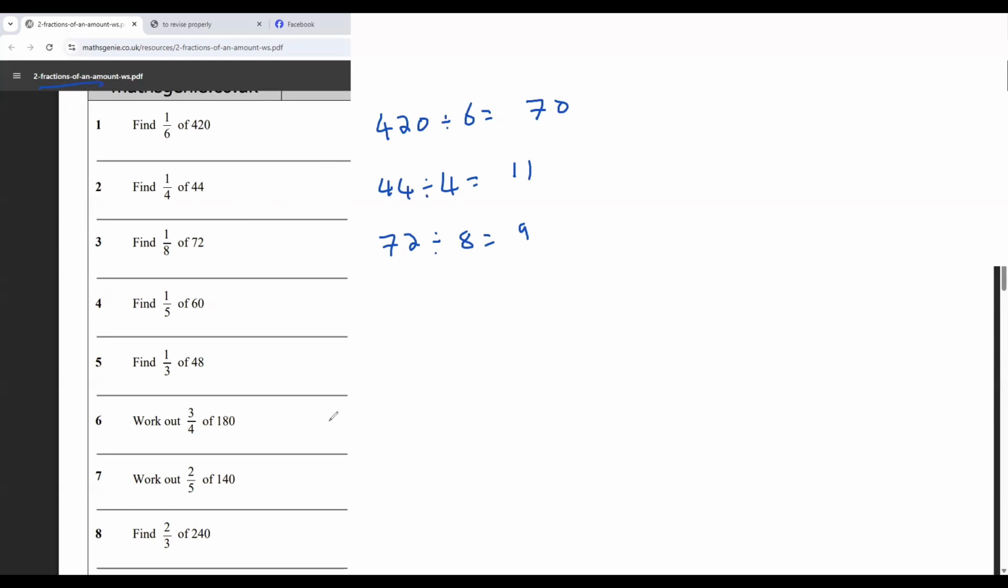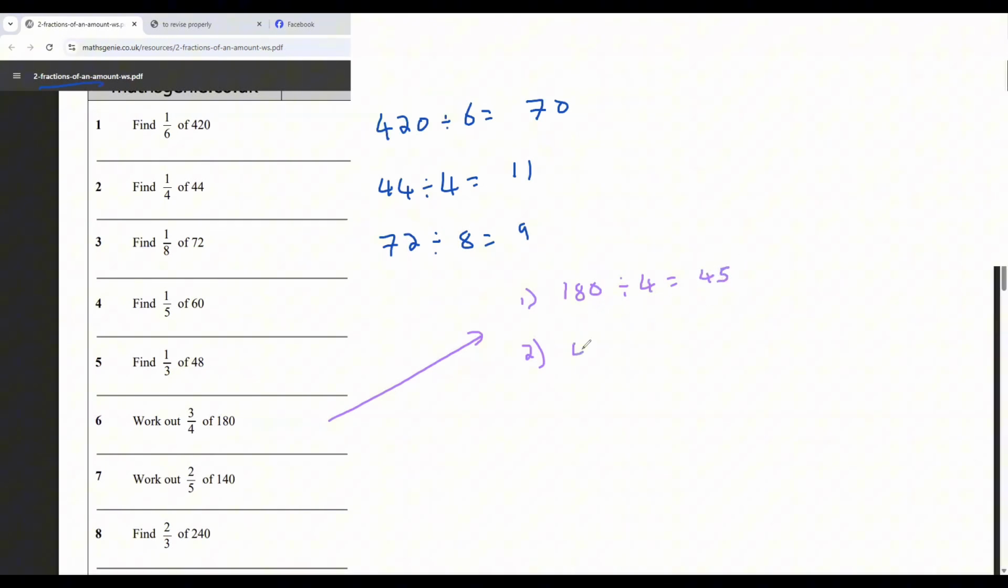But you might get something which looks like this. We've got something that says 3/4 of 180. So we need to do this in two parts. The first part is we take the 180 and we divide this by the bottom of the fraction, which in our case is 4. So 180 divided by 4 is going to get us 45.